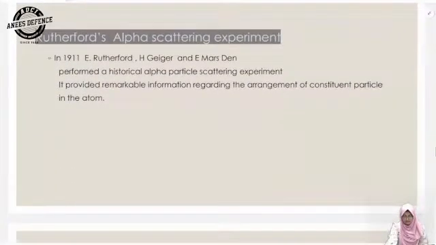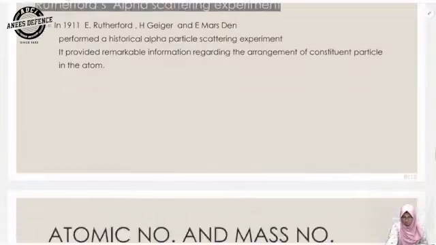Next is Rutherford's alpha scattering experiment. Rutherford's alpha scattering experiment was done in 1911. E. Rutherford, H. Geiger, and E. Marsden performed a historical alpha particle scattering experiment which provided remarkable information regarding the arrangement of constituent particles in the atom.